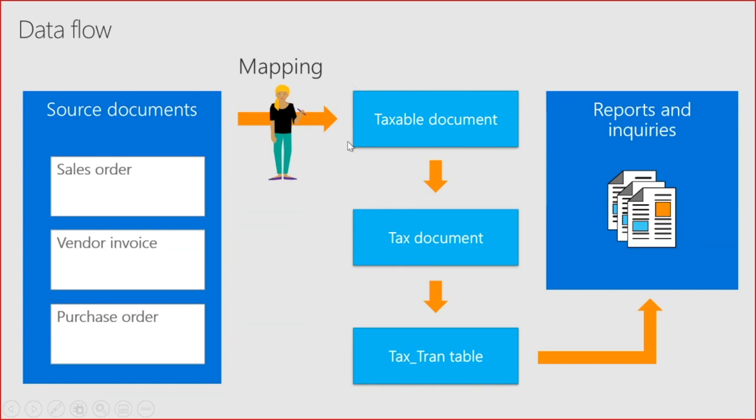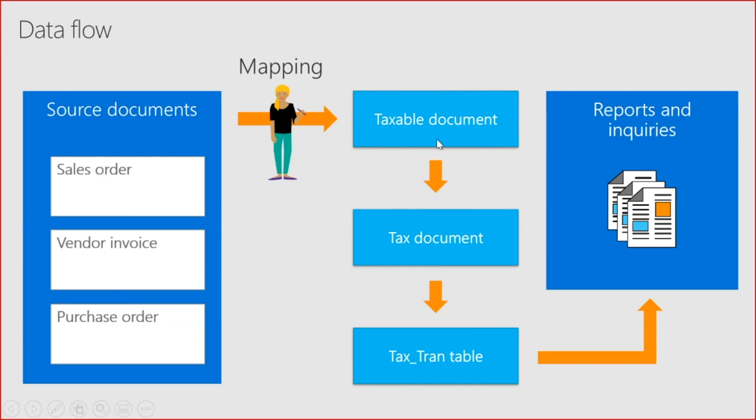And it is also an input for tax document. Tax document is a place for you to maintain the tax logic, including tax calculation, tax applicability, and tax posting. And in order to get the value from the source document in FinOps, you need to have a model mapping to get the value from the source document, like sales order, like vendor invoice, to map the value into the taxable document we defined in the configuration.